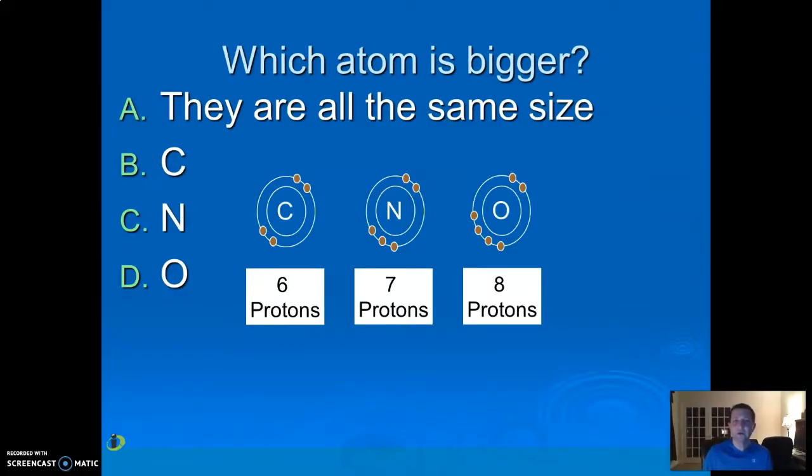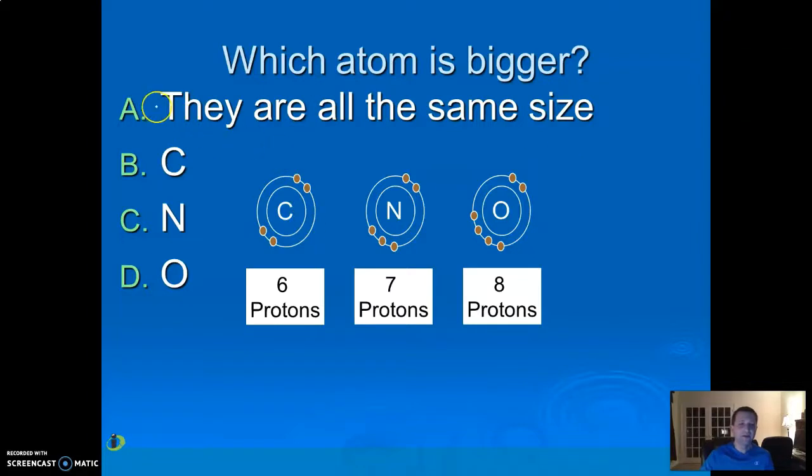Going across a row, going across a period, is a little bit trickier. So if you take a look at these, you have carbon, nitrogen, oxygen, same example as before, but here I'm asking you which atom is bigger. So we have A, they're all the same size, and then we have obviously carbon, nitrogen, or oxygen to pick from. So take a guess and see which one you think is bigger, and then we'll go over it.